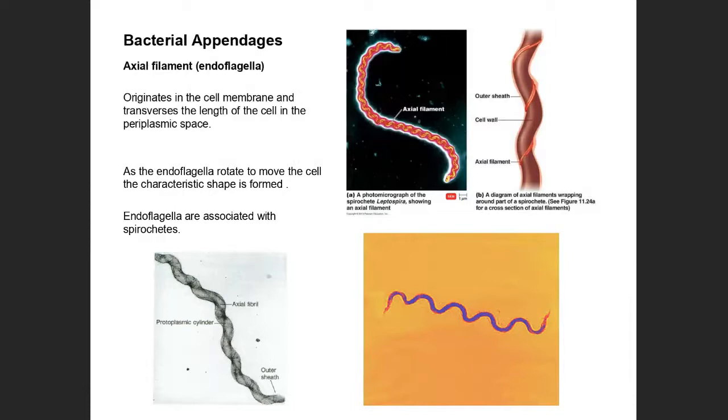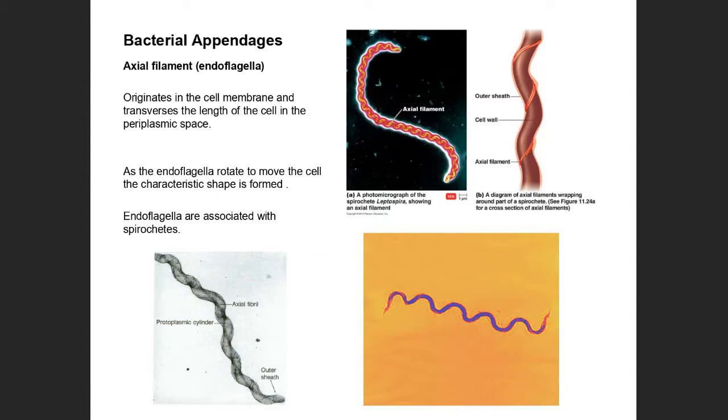Now, anybody have any questions about flagella? There's a special type of flagella that we call an axofilament. Sometimes it's referred to as an endoflagella. As a matter of fact, axofilament and endoflagella are probably used 50-50, depending on who you're talking to. But these are flagella that are associated with only spirochetes, right?